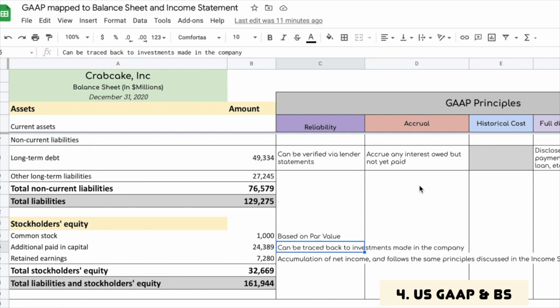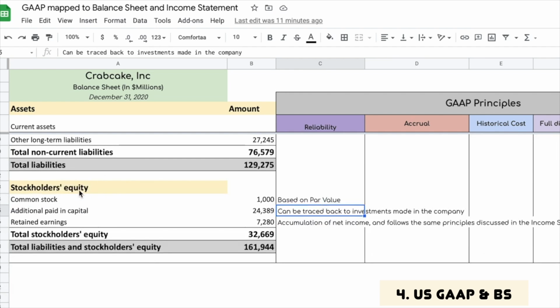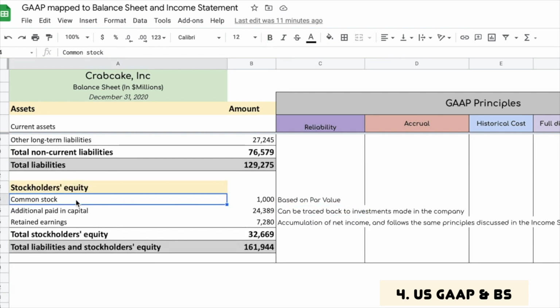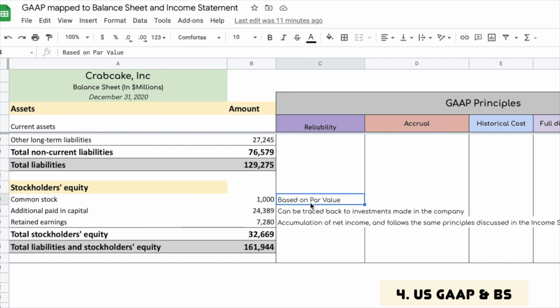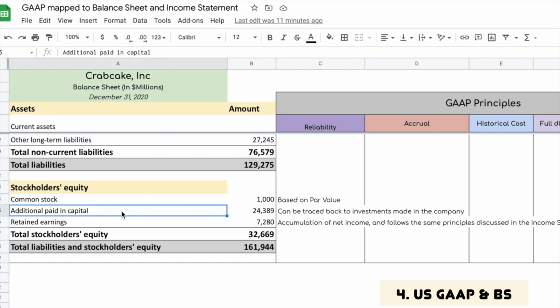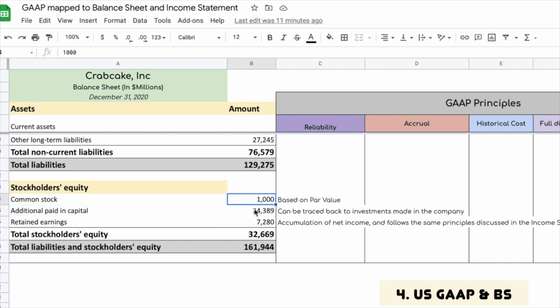All right, now that we looked at assets and liabilities, we'll look at the stockholders' equity. And this here is made up of common stock of $1,000, or actually $1 million rather, because these balances are in millions. Usually this is based on the par value of the stock. Additional paid-in capital, which is the excess funds paid in addition to the common stock value or the par value of the company's stock. And if I want to, I can trace it back to investments made in the company.